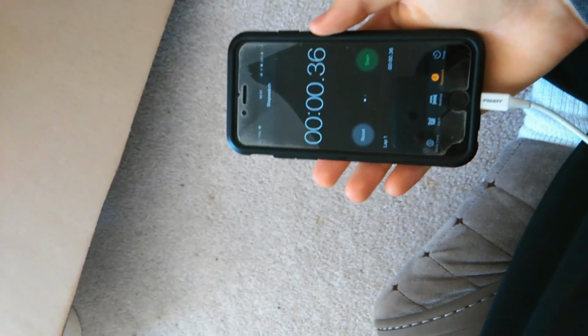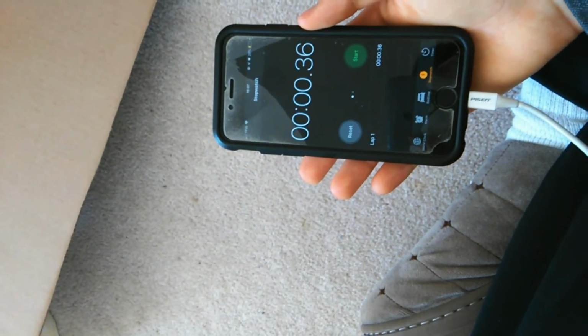Okay, let me set this up. Okay. Alright. Height 1, trial 1, begin. 0.36. Oh, 0.36. That's our first time for our first trial.